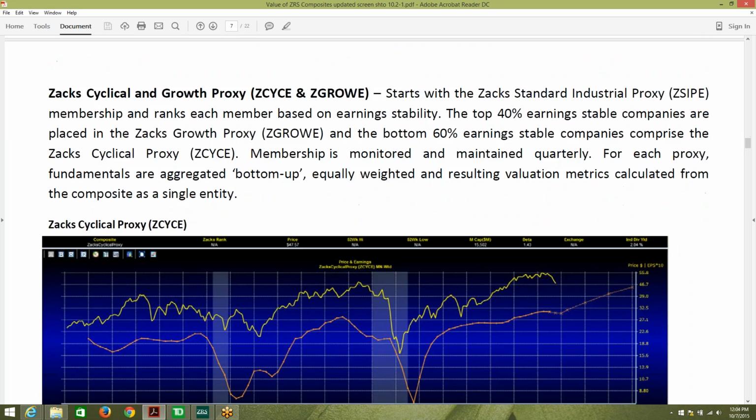From the Zacks Standard Industrial Proxy come two derivative portfolios. One is the Zacks Cyclical Proxy, and the other is the Zacks Growth Proxy. This begins with the Standard Industrial Proxy membership and ranks each member based on earning stability. The top 40% earning stable companies are placed in the Zacks Growth Proxy, and the bottom 60% earning stable companies comprise the Zacks Cyclical Proxy. Membership is monitored and maintained quarterly. For each proxy, fundamentals are aggregated bottom-up, equally weighted, and resulting valuation metrics calculated from the composite as a single entity.